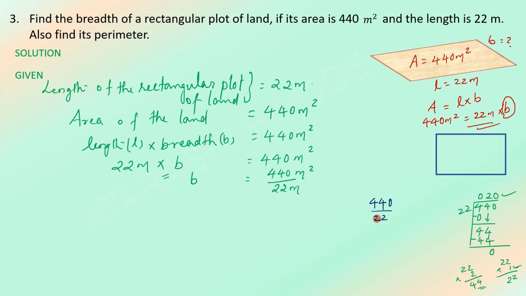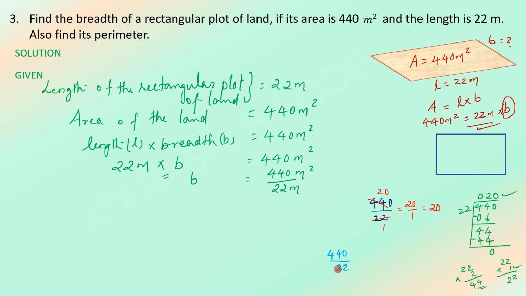Or we can do the division like this. Here we are going to divide the numerator and denominator by 22. So 22 divided by 22, it will be 1 here. 44 divided by 22, it will be 2 here. Now put this 0 here. So this becomes 20 divided by 1, that is equal to 20.